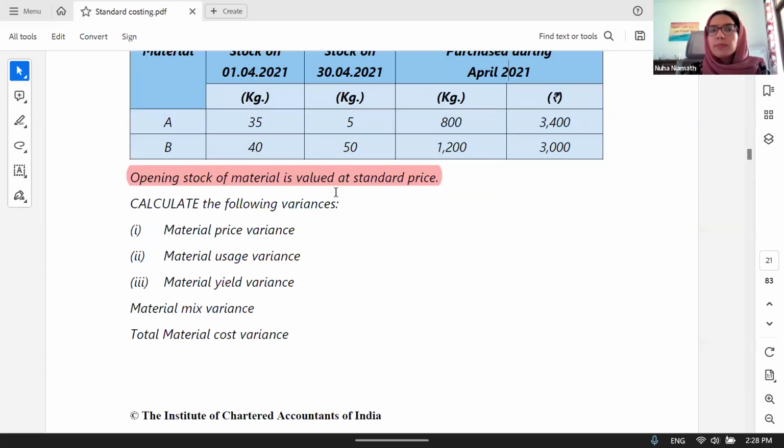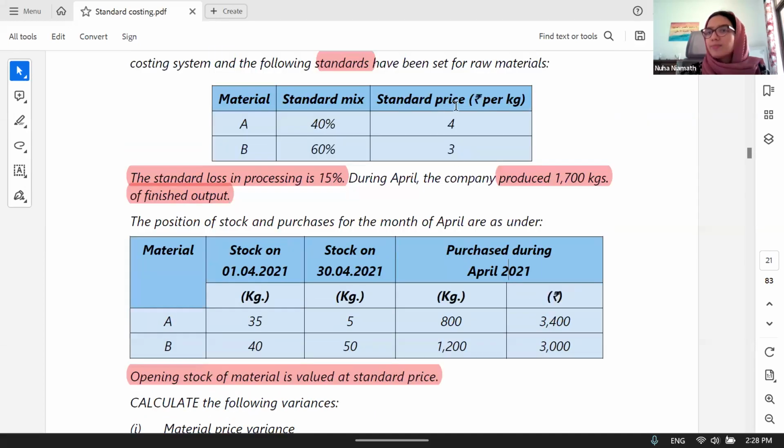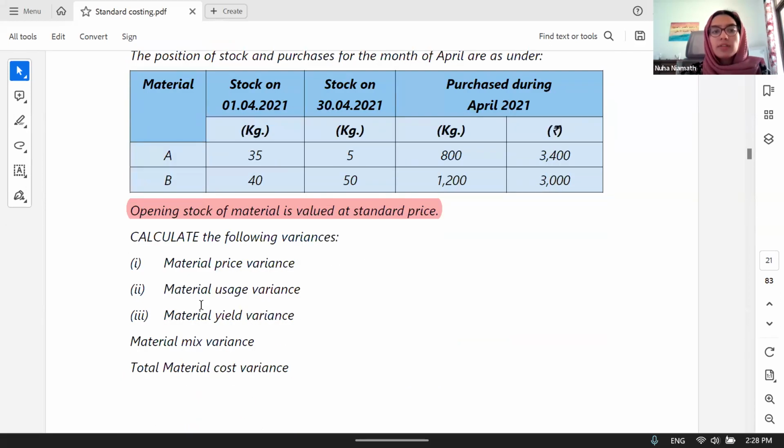The opening stock of the material is valued at the standard price. So what is our standard price here? So this is the valuation for the opening stock. Calculate the following: price variance, usage variance, yield variance, and mix variance. So yield and mix is something we haven't calculated yet. So let's quickly do a practice on that. And the total material cost variance.